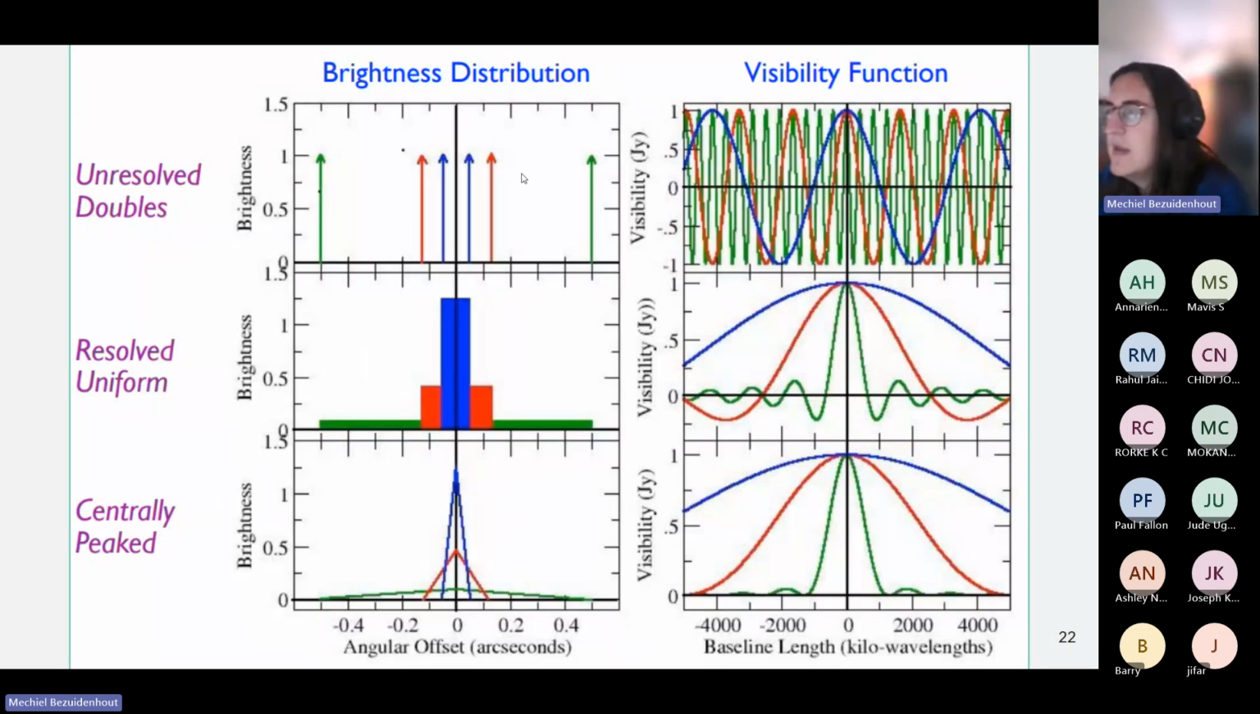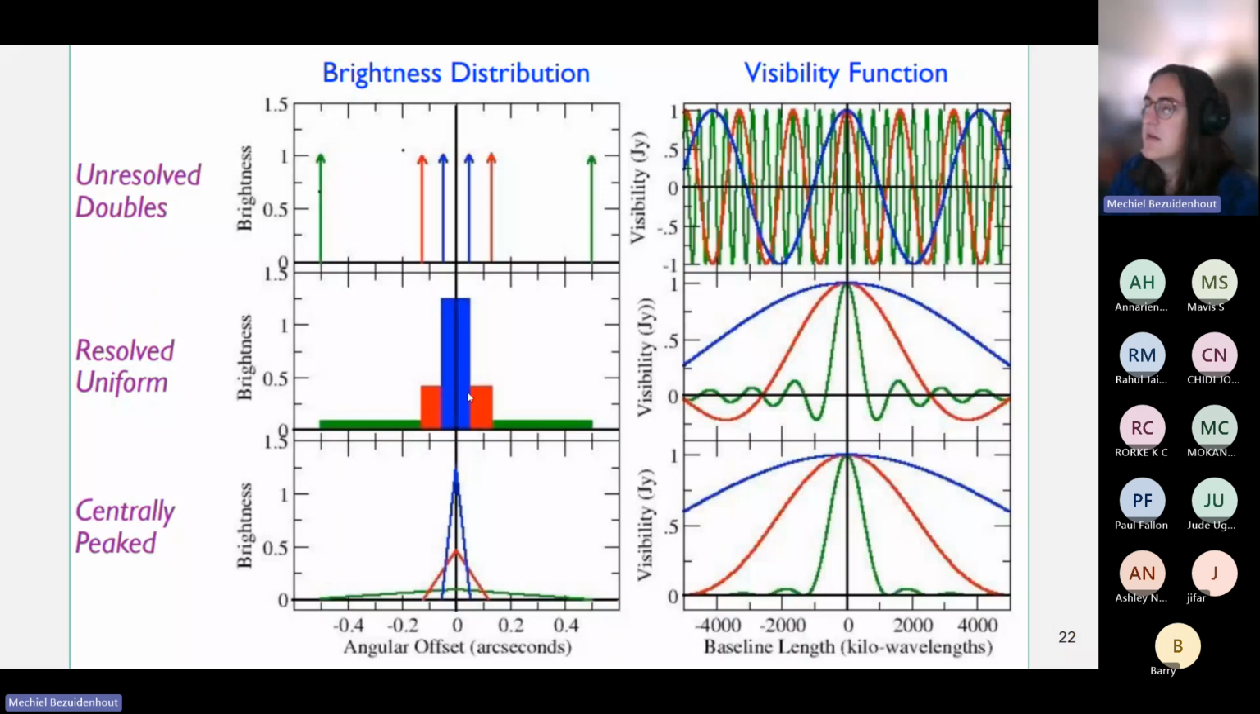On the other hand, if you have a resolved uniform distribution of brightness, so it's just a flat brightness, then the visibility depends on the width of that uniform distribution. If you have a narrow brightness on the sky, then the Fourier transform is wide. If you have a wide brightness on the sky, then the Fourier transform is narrow. And the function of the visibility is the sinc function.